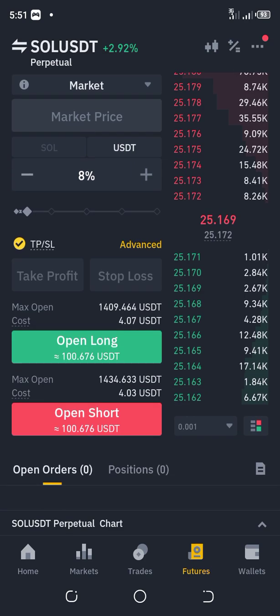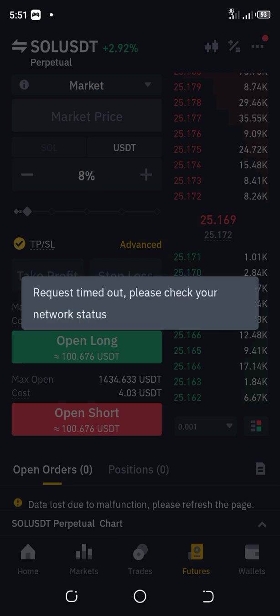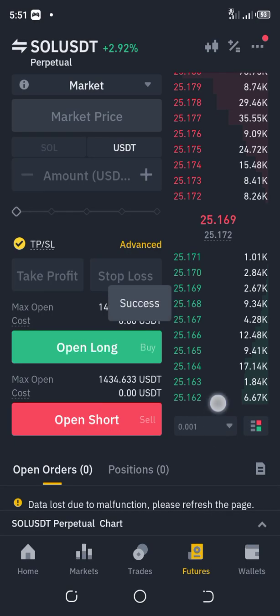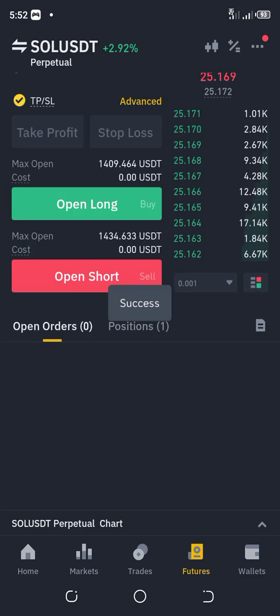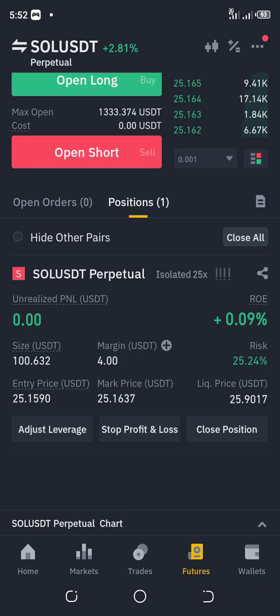Let me open a short trade now. I click on open short. That means I'm analyzing the price of the asset to go down in price. So let's just see, the trade will open automatically and immediately because I'm using a market execution for this trade. Success. As you can see, we have the trade open immediately and automatically, as you can see at this place.